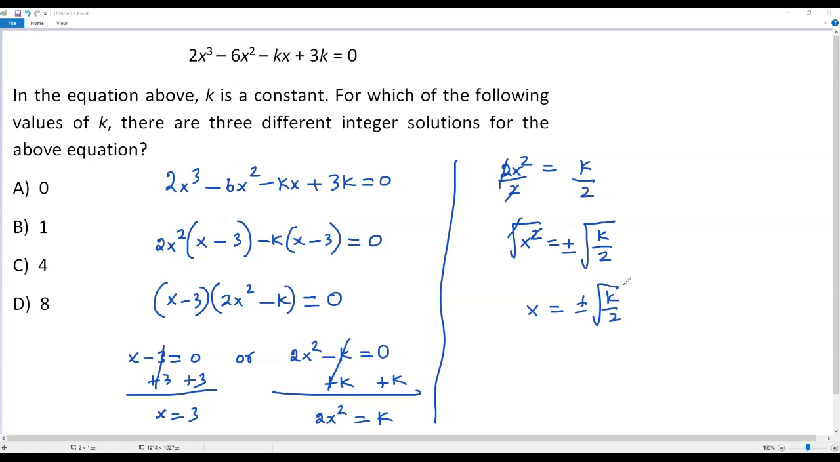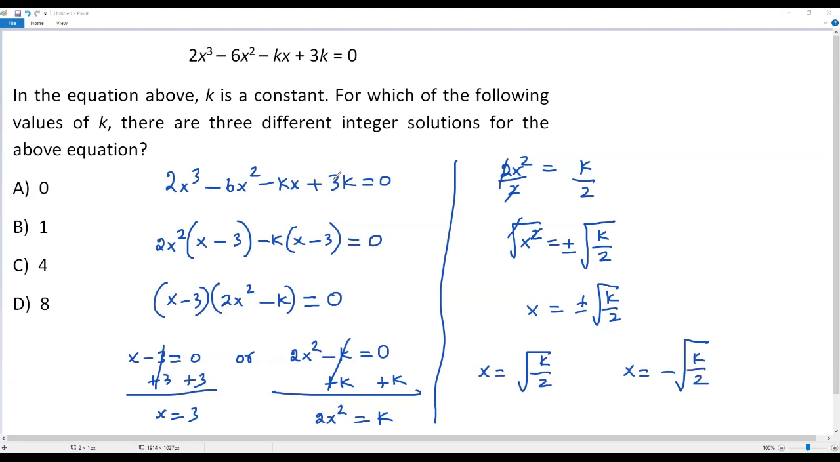Okay, here we have two more solutions. That is, we already got one solution, 3, for the given equation, and we have two more solutions over here. That is, x equals positive square root of k over 2 is one solution, and x equals negative square root of k over 2 is another solution.